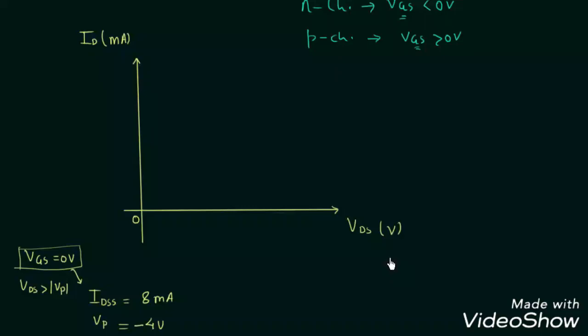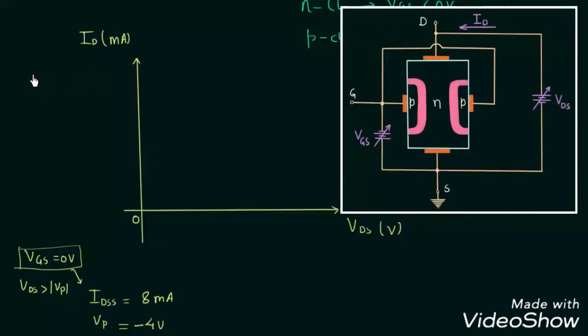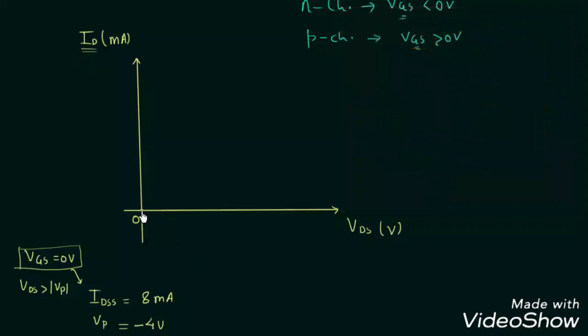Now first we will obtain the curve when VGS is equal to 0 volt and VDS is some positive voltage, and after that we have to increase VDS to obtain the curve. Initially VDS is equal to 0 volt, and when VDS is equal to 0 volt, ID is equal to 0 amp, because across the N channel the potential difference is equal to 0 volt. So electrons will not be drifted towards the drain terminal and there will be no conventional current ID. So initially when VDS is equal to 0, ID is also equal to 0. Now on increasing VDS, ID will increase linearly like this.